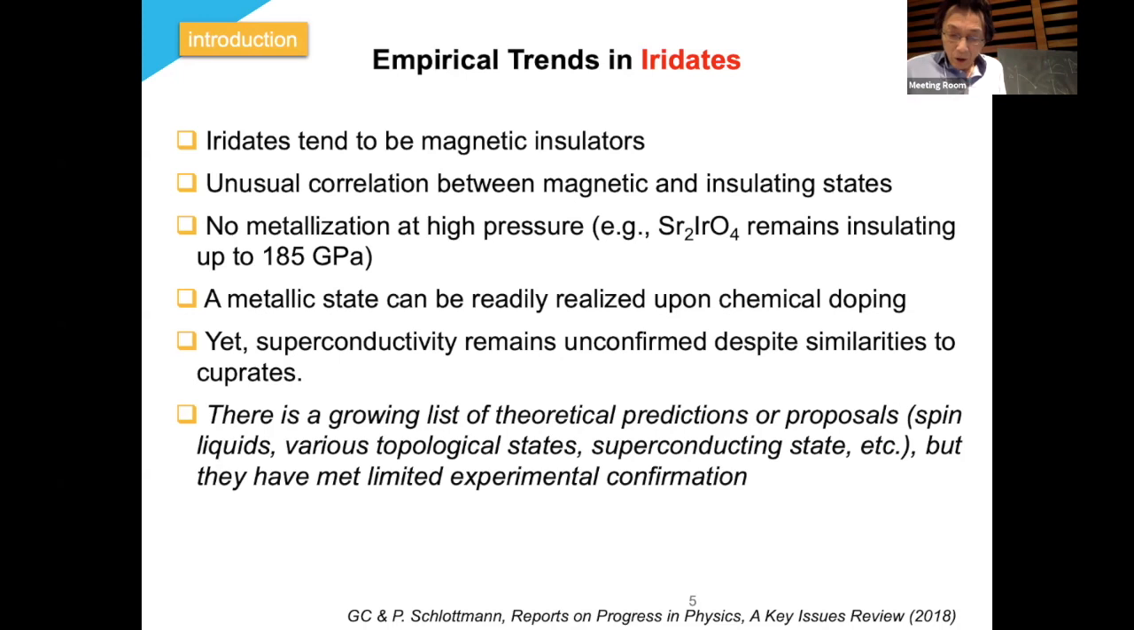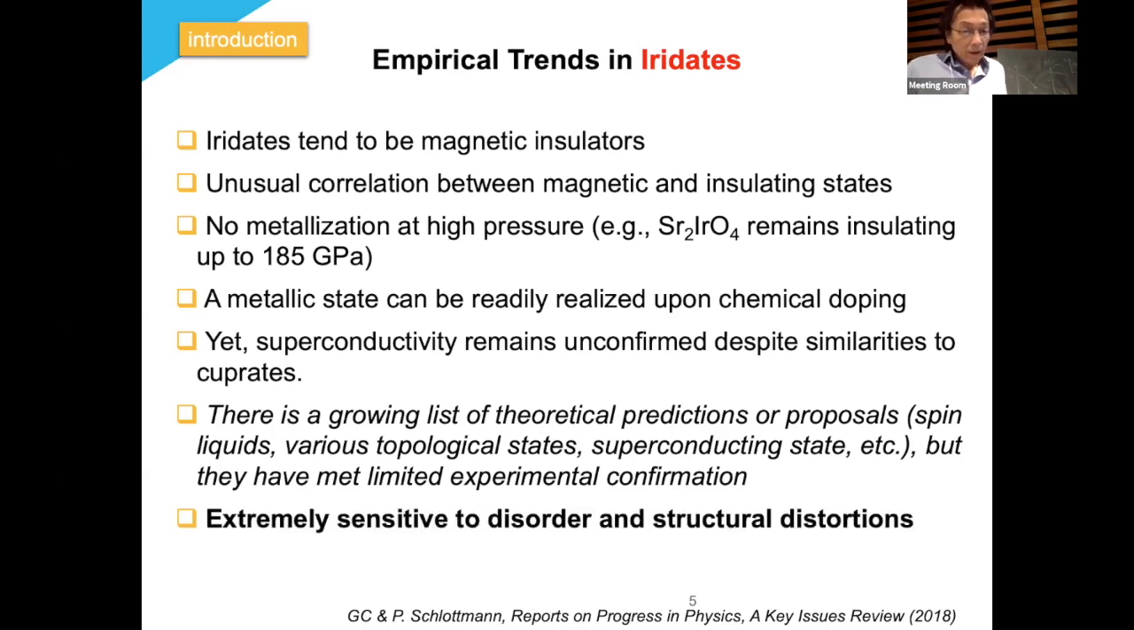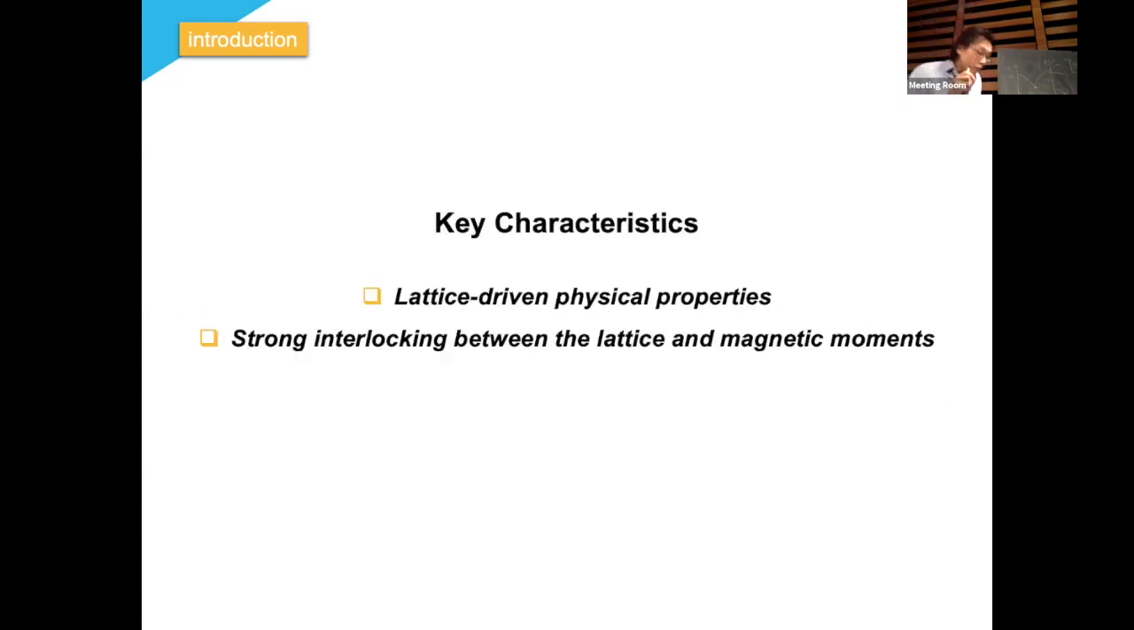So we think this discrepancy is in part due to this type of materials being extremely sensitive to disorder and structural distortions. I think this is one of the major features of the systems, and it's something that we do not often see in other materials, for instance the 3D transition metal oxides. So this is certainly a challenge for this type of study, but this feature also gives us some advantage. That is, we can control physical properties by controlling the lattice.